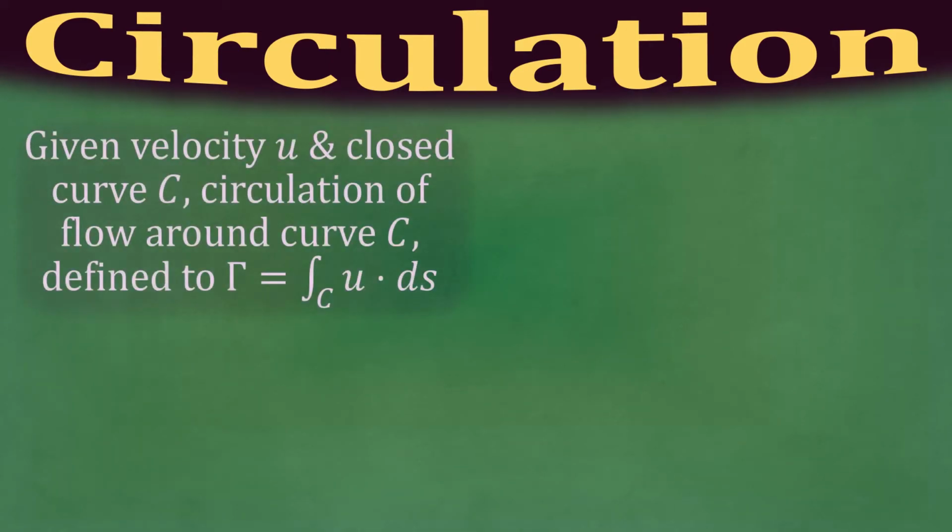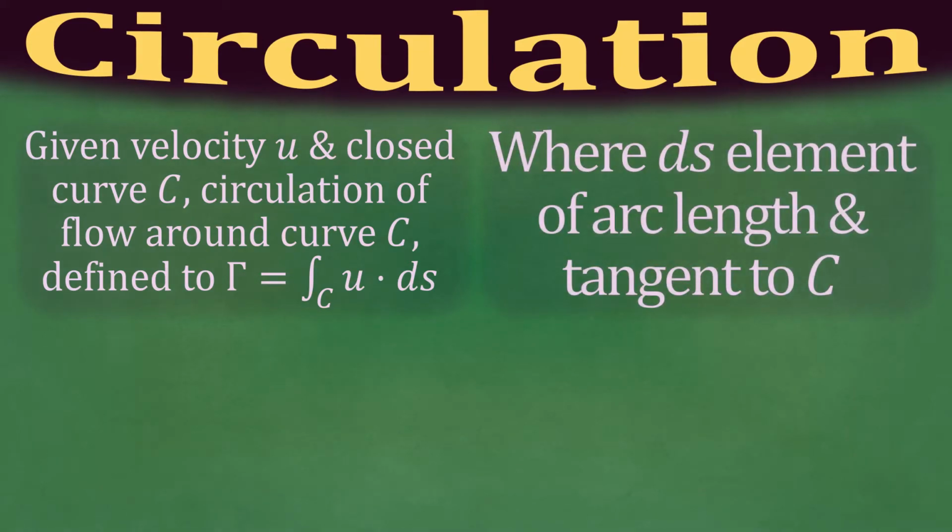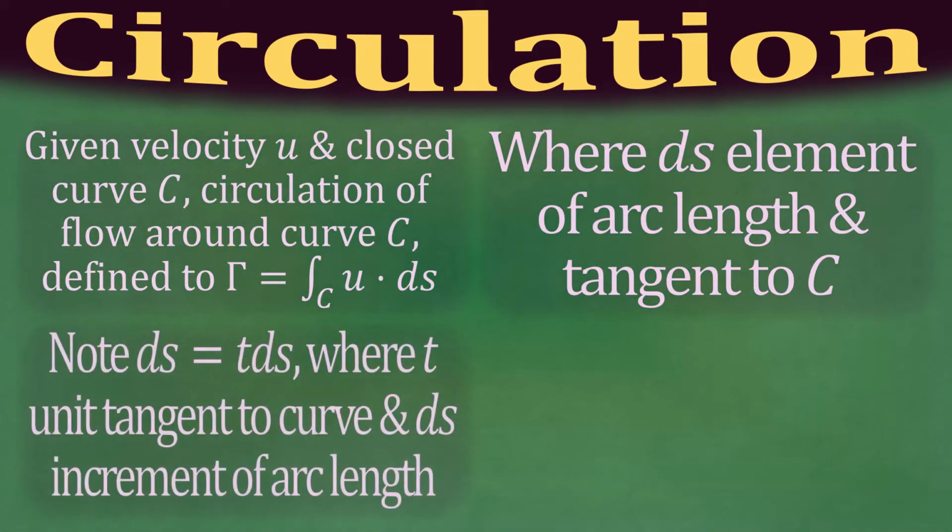Now, let's move on to discuss circulation. Given a velocity field u and a closed curve C in space, the circulation of the flow around the curve C is defined to be gamma is equal to the integral over C of u dot ds, where ds is an element of arc length and is tangent to C. Note that ds is equal to t ds, where t is the unit tangent to the curve and ds is the increment of arc length.